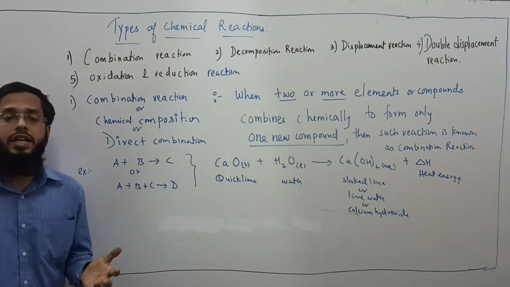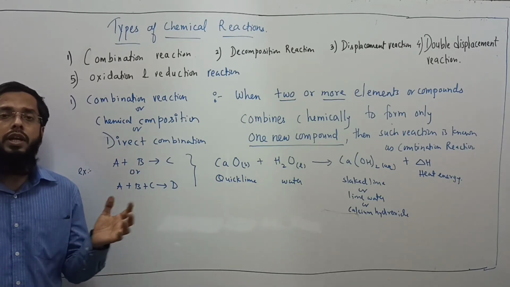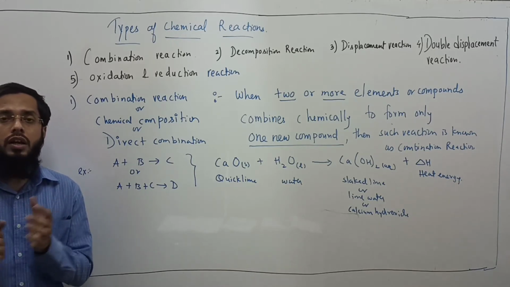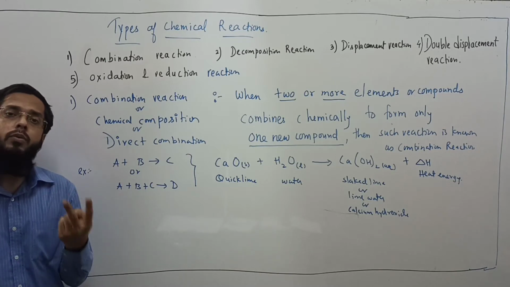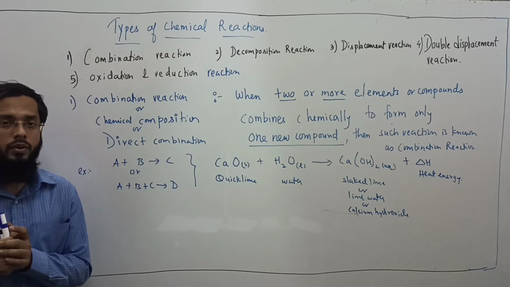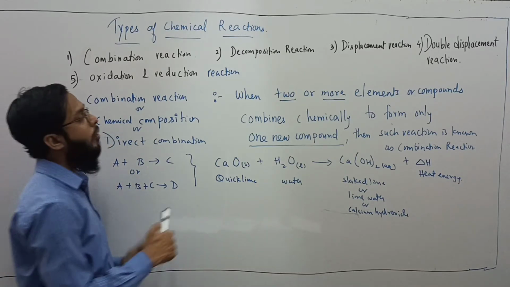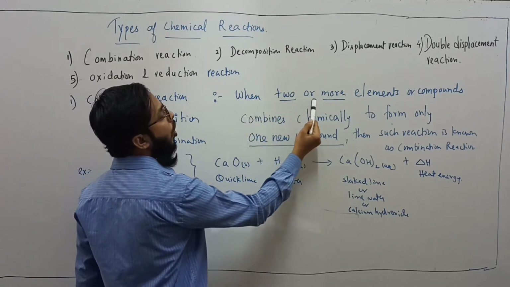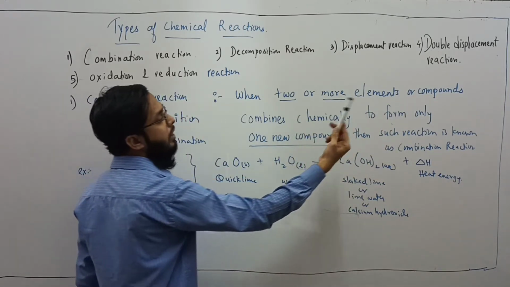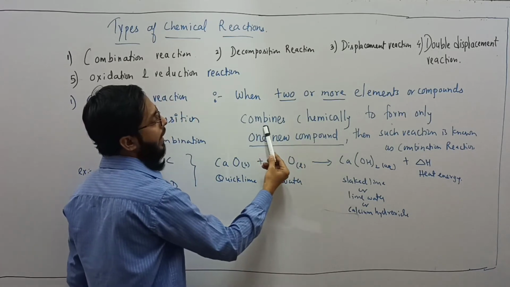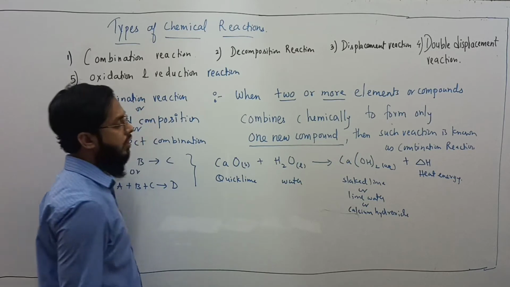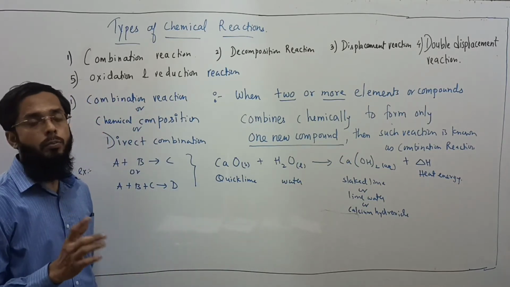The word itself says combine. Combination means combine. And dear students, we know that to combine anything we require minimum two things. At least two elements or compounds are needed to combine. Let us see the definition of combination reaction. When two or more elements or compounds, it can be elements also, it can be compounds also, combine chemically to form only one new compound. Only one new compound is formed.